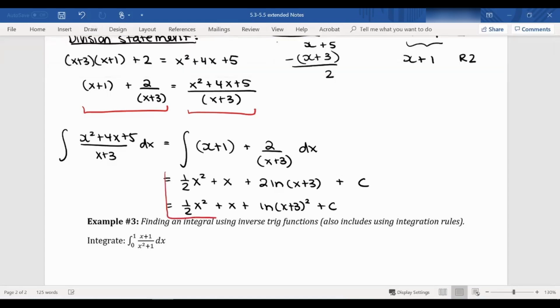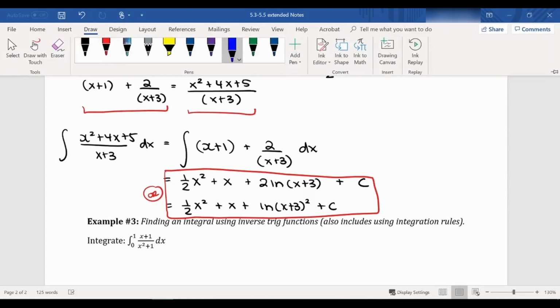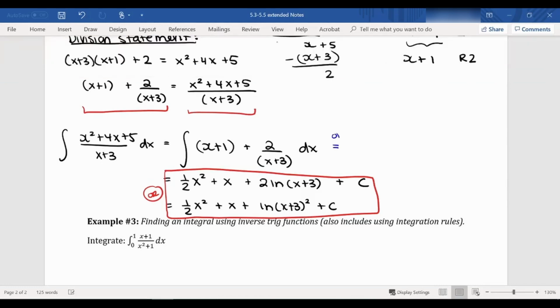These types of questions are usually in multiple choice. So if you don't see your answer, it might just be that you need to simplify differently. And again, if you don't like going straight there, you could break this up into the integral of x plus 1 dx plus the integral of 2 over x plus 3 dx, but you would get to the same answer.